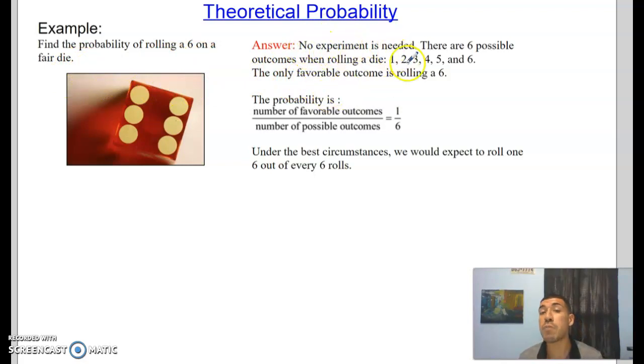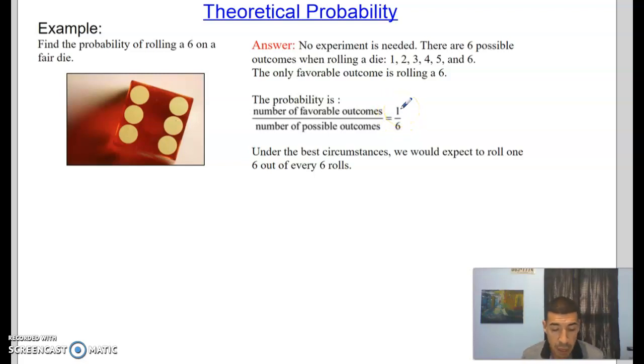Again, here's the answer. No experiment is needed. There are 6 possible outcomes. So if you roll a die, there's 6 sides, which means you have 6 possible outcomes. So the total goes on the bottom. Now you think, okay, how many of these sides have a 6? Only one has a 6. So the favorable outcome, what you want to happen, is you want to get a 6. So there's only one 6, so you would put a 1 there. So the answer is 1 over 6.